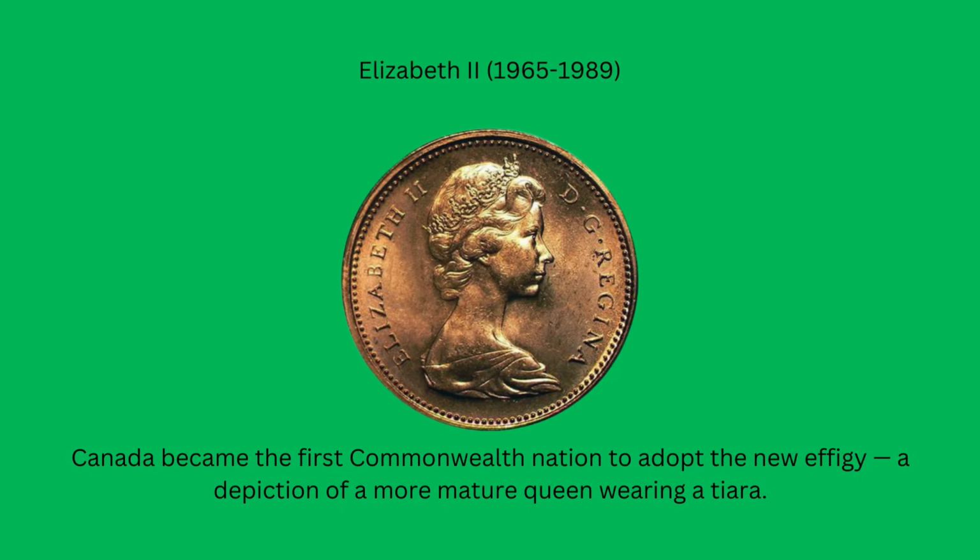Elizabeth II, from 1965 to 1989, was our 7th effigy. Canada became the first Commonwealth nation to adopt the new effigy, a depiction of a more mature queen wearing a tiara.